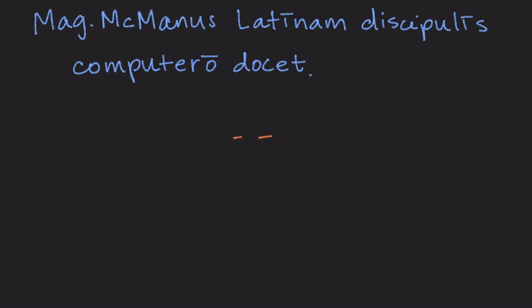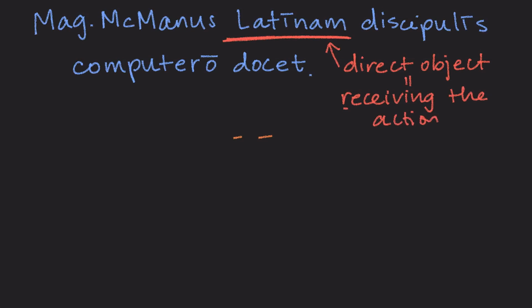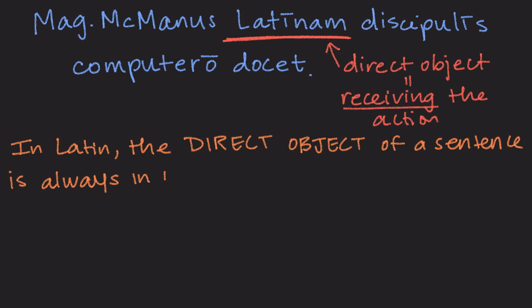Magistra McManus Latinam discipulis computero docet. So now we're going to look at Latinam. Latinam is the direct object. Okay, it's receiving the action. It is being taught to the students. Okay. In Latin, the direct object of a sentence is always in the accusative case.